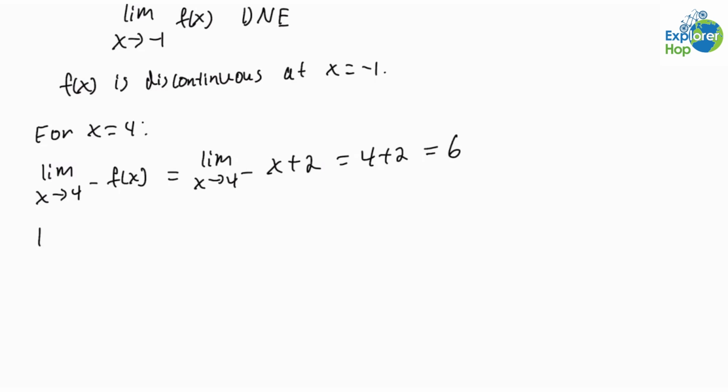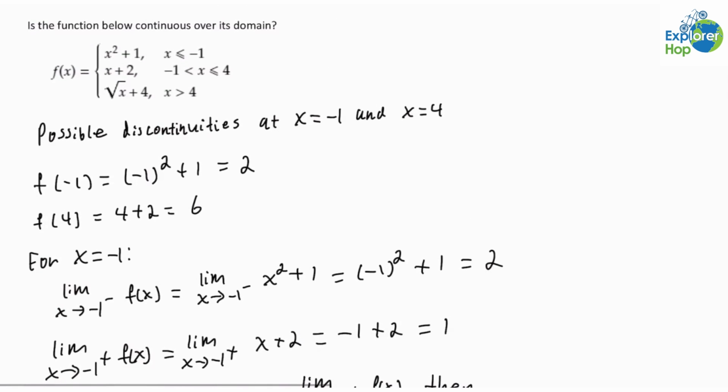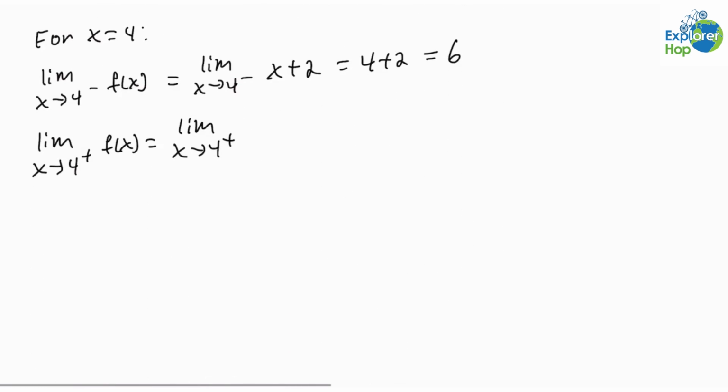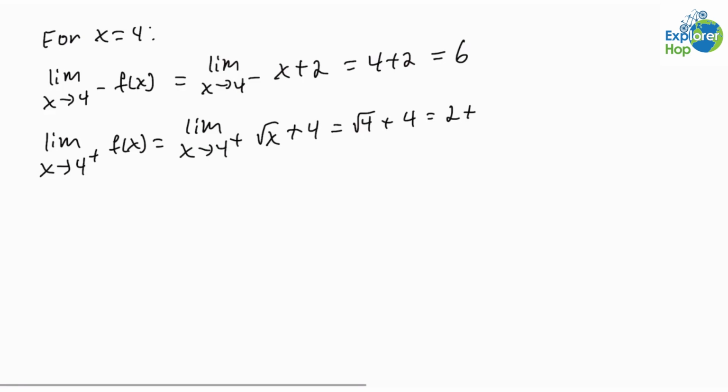And the limit as x approaches 4 from the right in the function f of x is equal to the limit as x approaches 4 from the right in root of x plus 4, which is equal to root 4 plus 4, which is equal to 2 plus 4, which gives us 6.